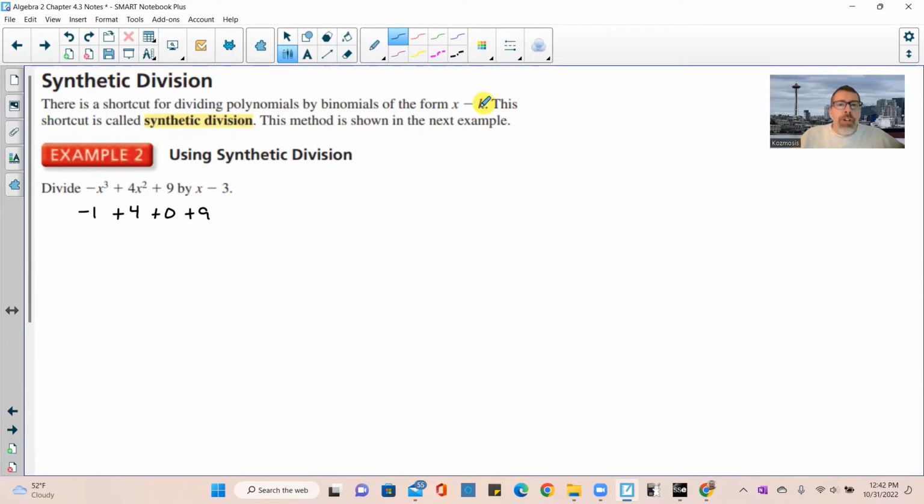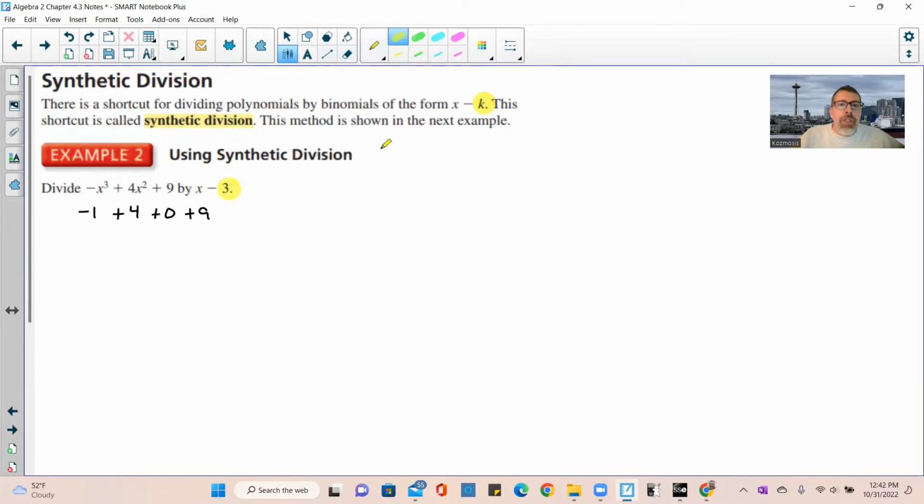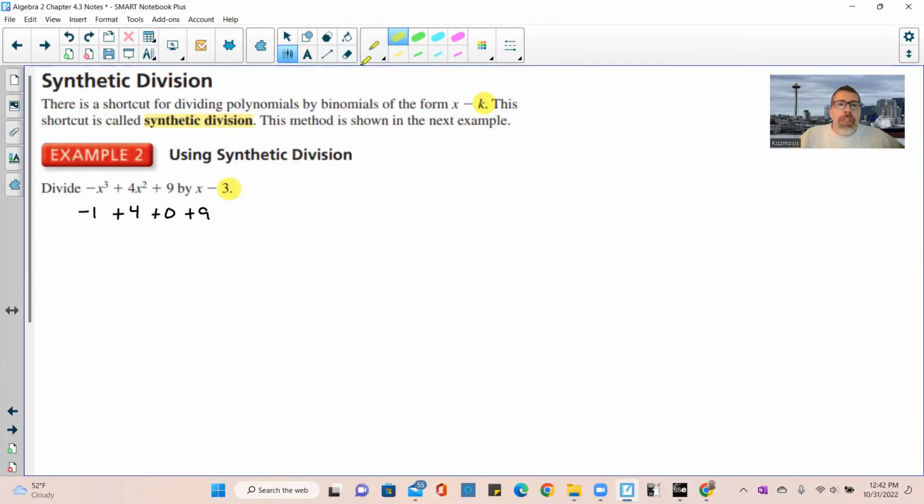And what we're going to do is divide by our k. So in this case, k is 3 because it's x minus k. So it's always the opposite of what is here. If this was x plus 3, k would be -3. Okay, so in this case, k is +3.